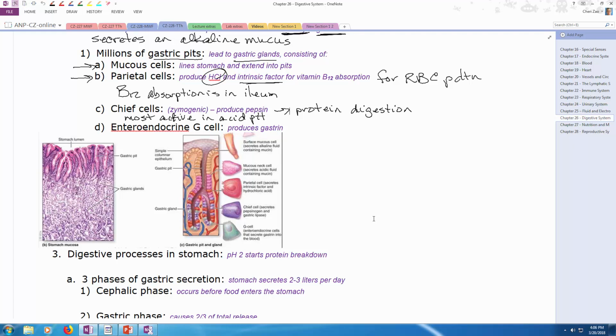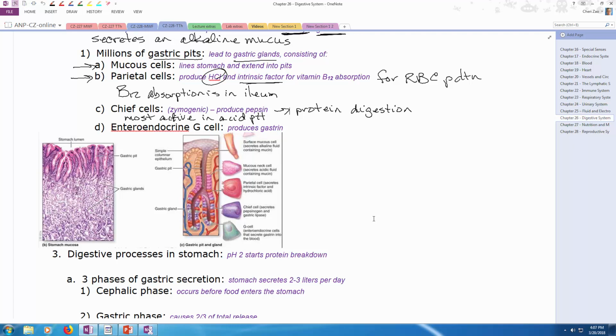called the chief cells that you should also know as zymogenic cells, because when we talked about the parathyroid gland, we also had another cell called chief cells. So don't forget that there's more than one area that we see the word chief cells. So these are better known as zymogenic cells. They produce the protein digesting enzyme called pepsin. And they produce it in an inactive form, and it's the acid environment that it bubbles up into that activates that protein digesting enzyme. So that acid pH is necessary for activation.